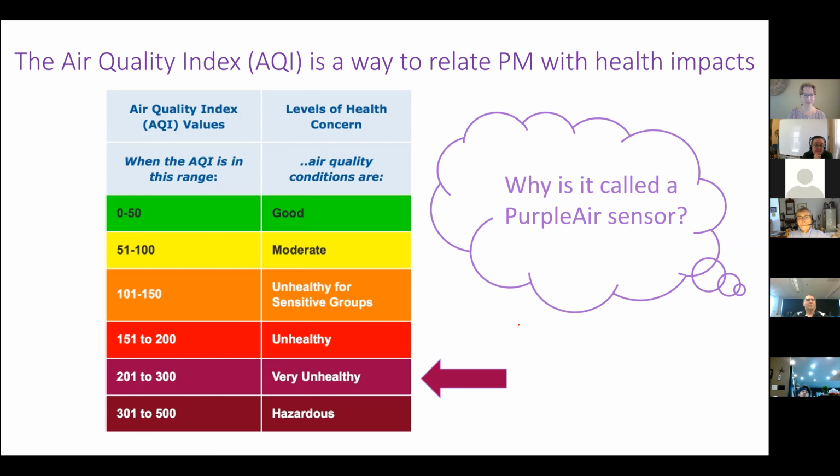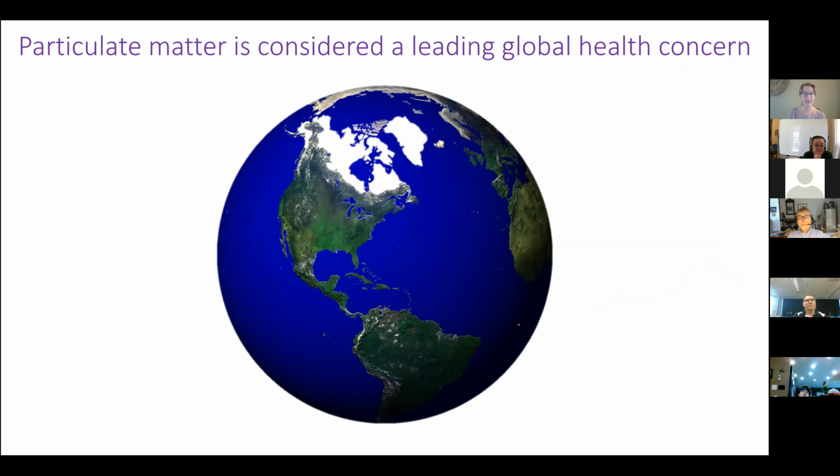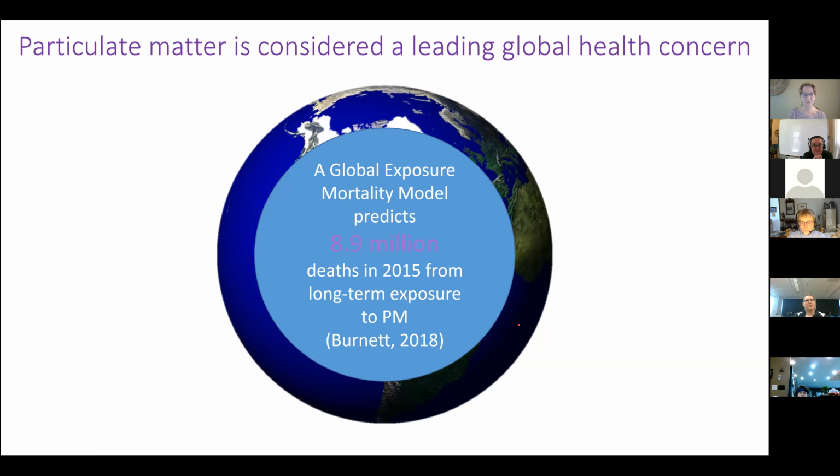And PurpleAir sensors are a really important thing to be developing along with other air quality sensors, because particulate matter is actually considered a leading global health concern. In a number of studies, they have found a huge number of people dying every year globally from particulate matter. For example, in this study, with something called the Global Exposure Mortality Model, there was a prediction that approximately 8.9 million deaths occurred in 2015 from long-term exposure to PM. So this is a really serious global issue that we need to be thinking about.